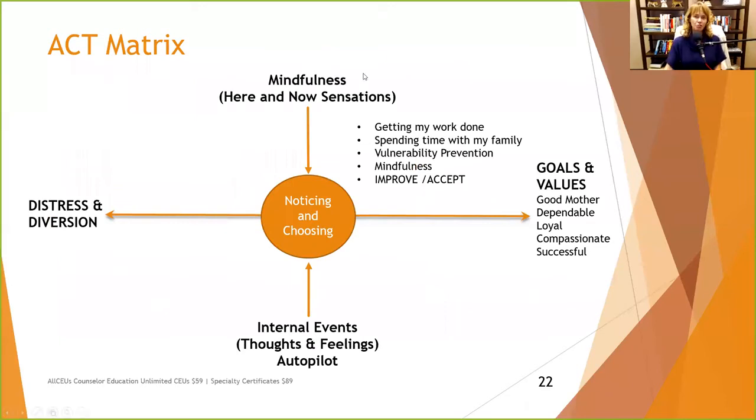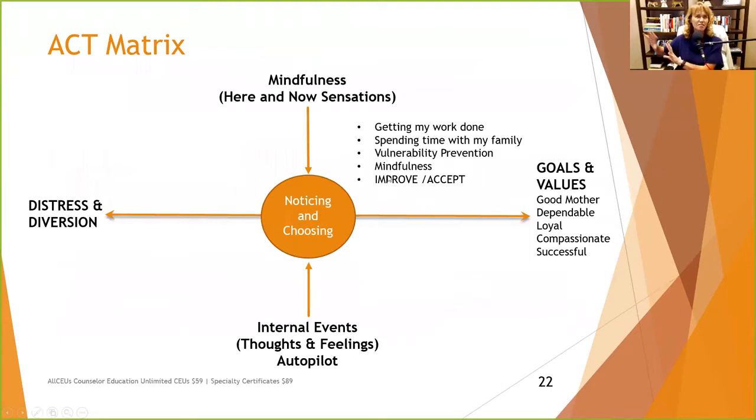So back to the matrix. Now there are 4 things. Your goals and values are over here. This is your destination. So some things that you can do to help you work towards your goals and values. Getting my work done helps me be successful. Spending time with my family helps me feel like I'm being a good mother.